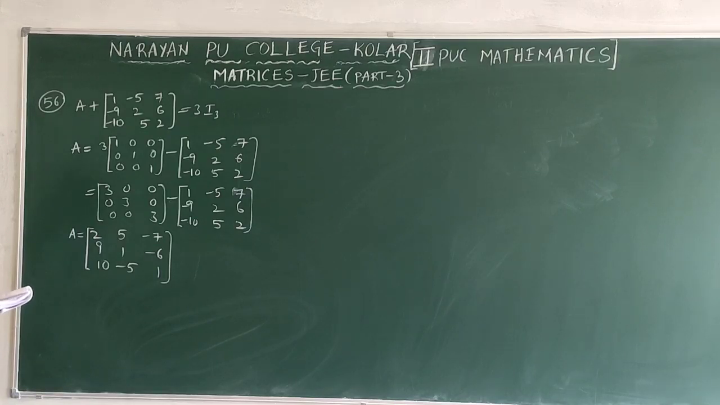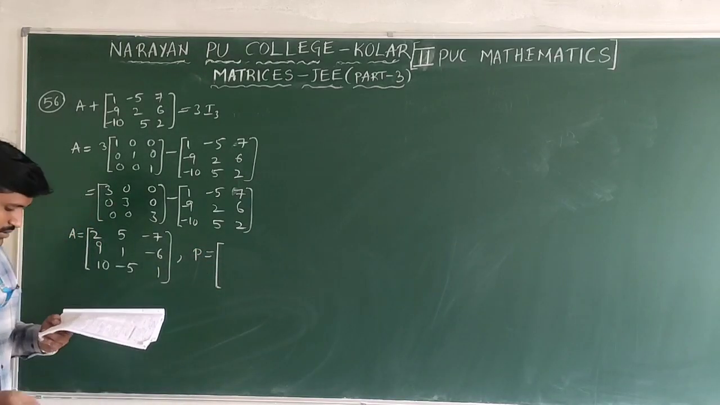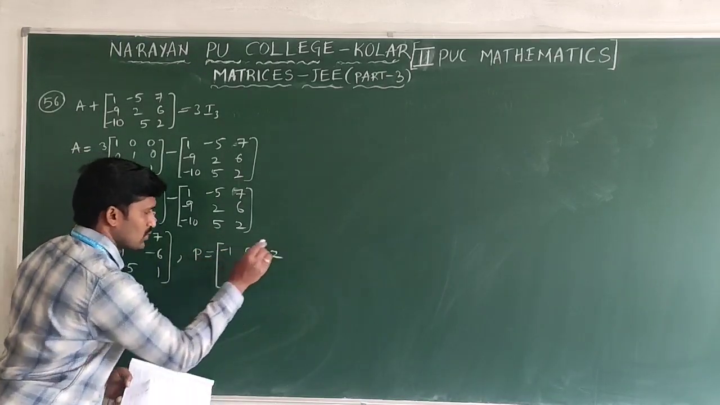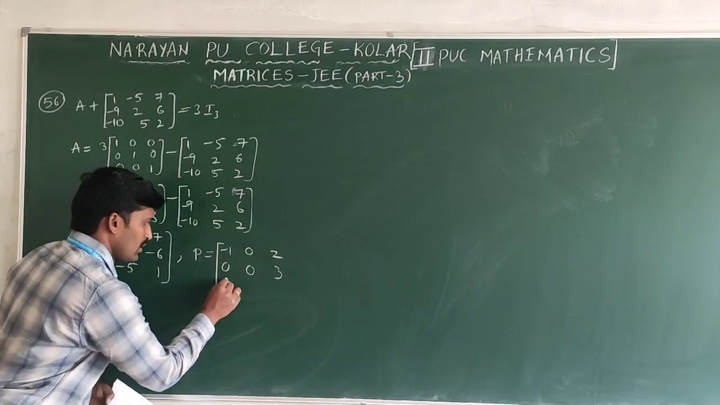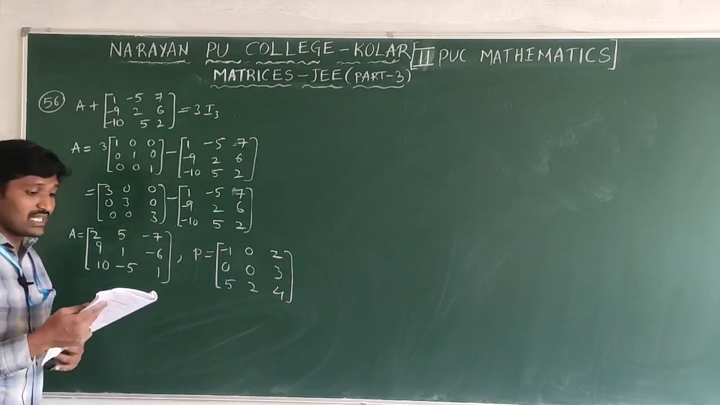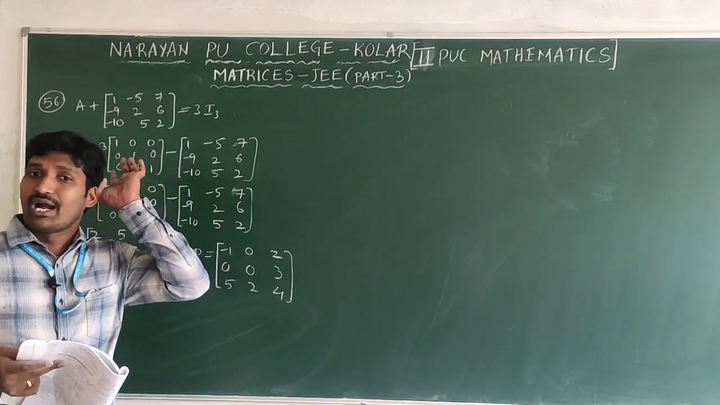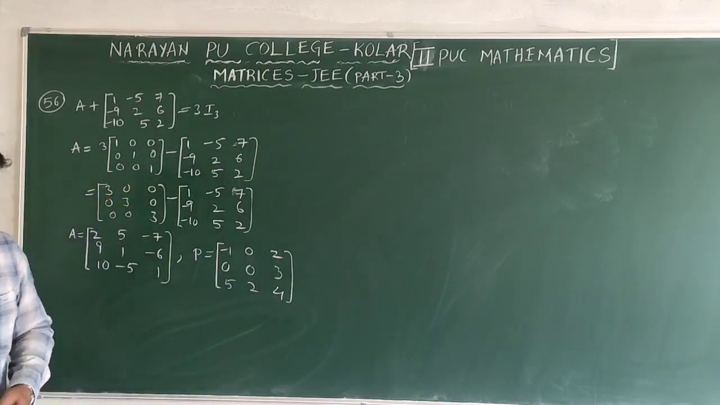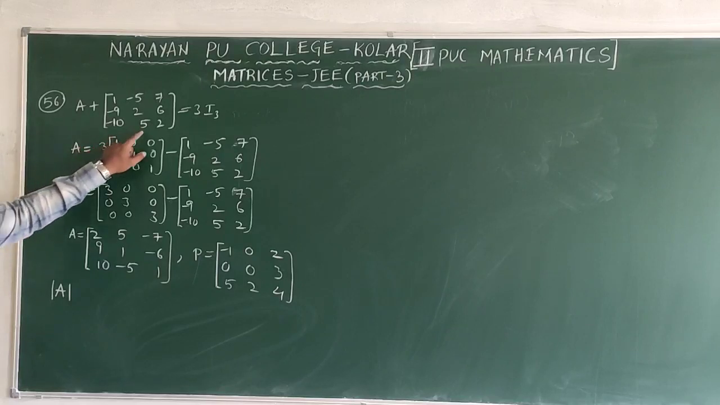Now next, they have given the P matrix also. What have they given? P matrix: minus 1 0 2 0 0 3 5 2 4. They are asking which value? Det of adjoint A into P inverse. Now first, det of adjoint A we know the formula: det A whole power n minus 1. The order of the matrix we clearly know is 3 by 3. That's why det A is required for this.